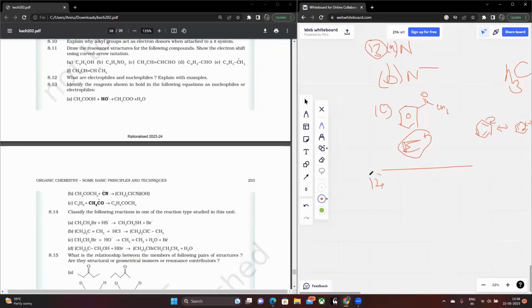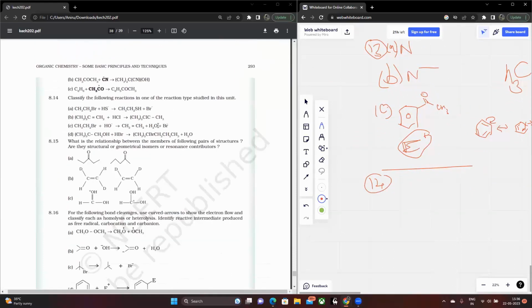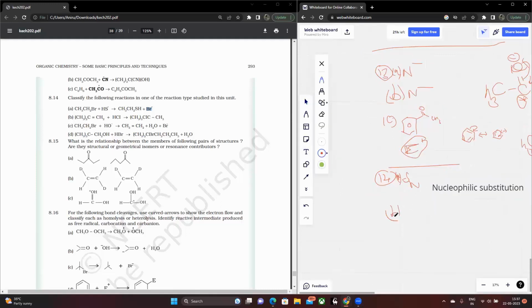And then going to question number 14, classify as one of the reaction types. One nucleophile replaces another, right? Br minus is a nucleophile, HS minus is a nucleophile. One nucleophile replaces another. That is an SN, or a substitution, a nucleophilic substitution reaction, right? This can be written as B.